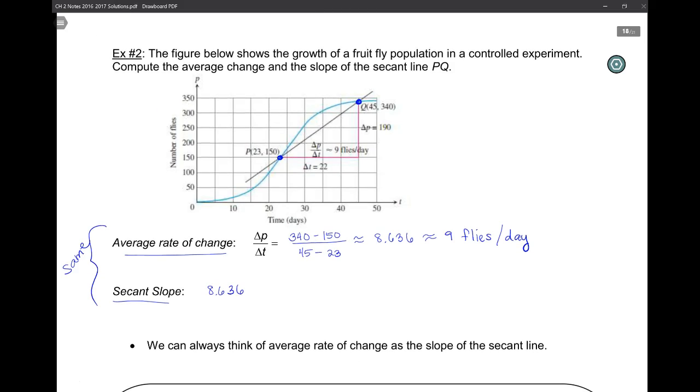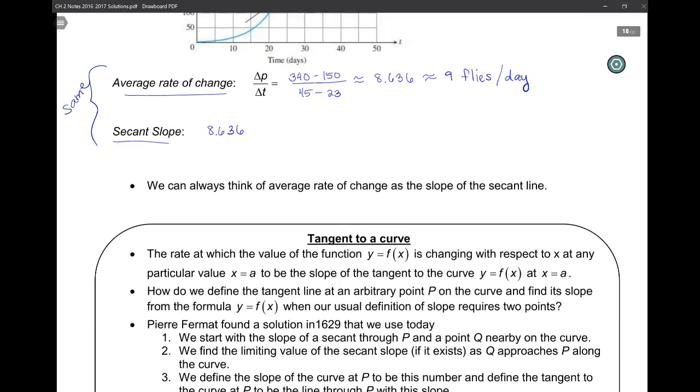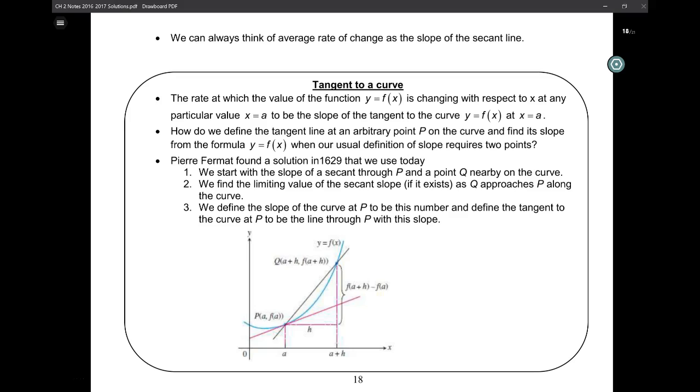Now, let's say we want to figure out exactly the rate of change at 23 days or at 30 days. So now we're thinking of not the secant line, but a tangent line. Well, how do you find the slope of a line at just 1 point? Magic. This is where it all happens. So here, this is a lot of words. Basically, Fermat came up with this solution back in 1629, in case you're wondering. We could put that on the timeline.